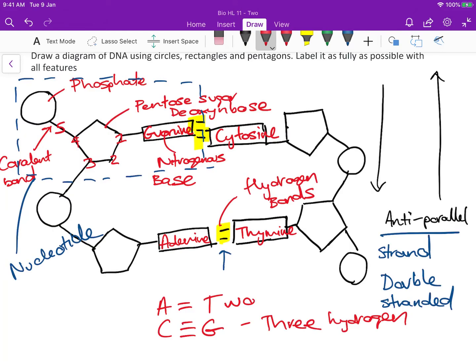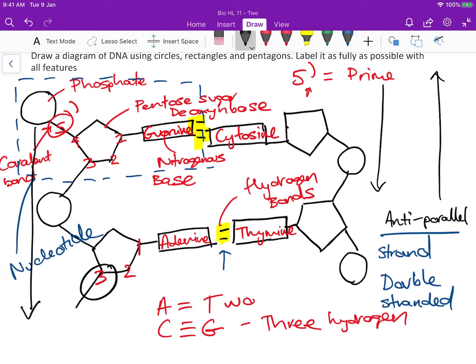So the final bit here is to have a look at why these are anti-parallel and the idea of 5' to 3'. Okay, so this 5 carbon up here, this end is called the 5'. So that little apostrophe there means 5'. That's the 5' end, and you can see if we follow it down to the end of the strand and label 1, 2, 3, then this end of the strand, it's running from the 5 at the top to the 3 at the bottom.